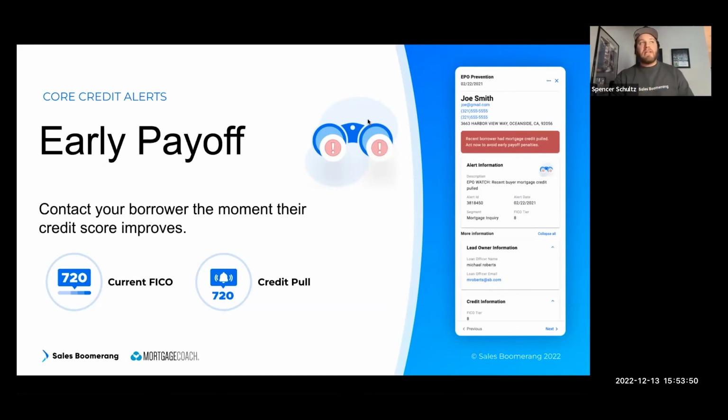Let's say it's even more drastic. Let's say rates went down to 5.5% next week, which would be incredible. But then guess what? Joe gets his credit pulled by another lender. We're going to highlight that in red. We're going to categorize this as an EPO. This is even higher priority. This is a newly funded loan.